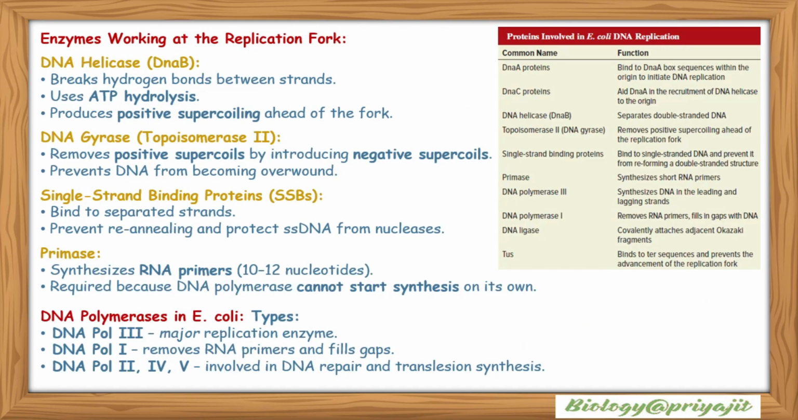Enzymes working at the replication fork. DNA helicase, or DnaB, breaks hydrogen bonds between strands. It uses ATP hydrolysis and produces positive supercoiling ahead of the fork. Then DNA gyrase, or topoisomerase II, removes positive supercoils by introducing negative supercoils. It prevents DNA from becoming overwound.